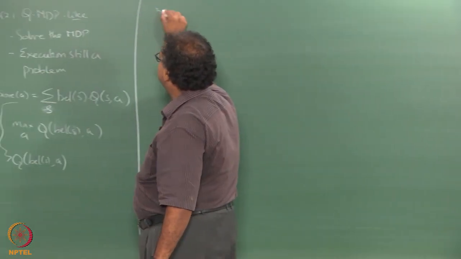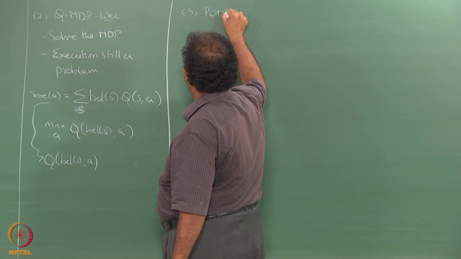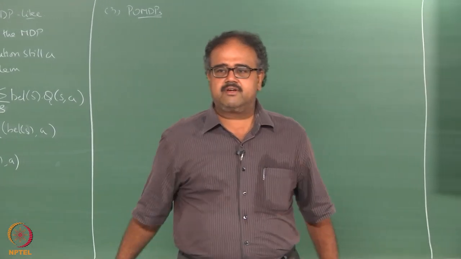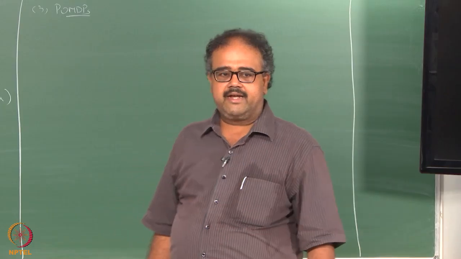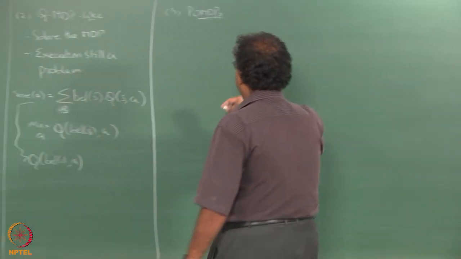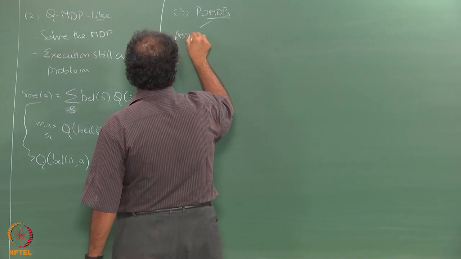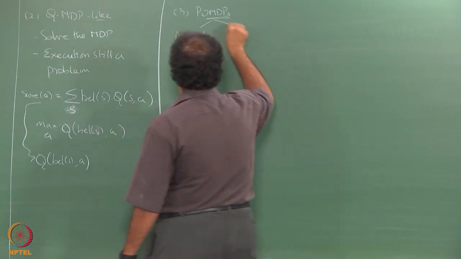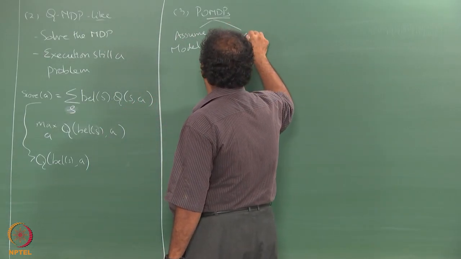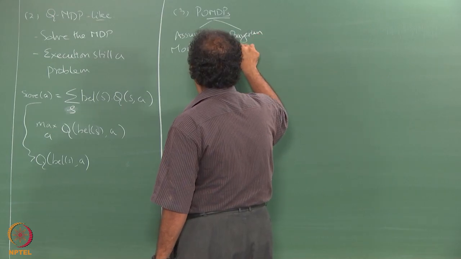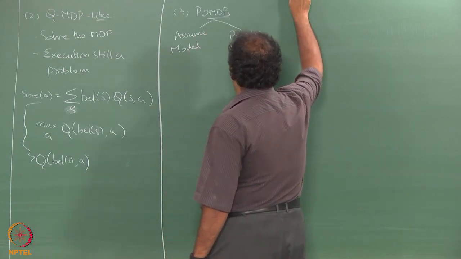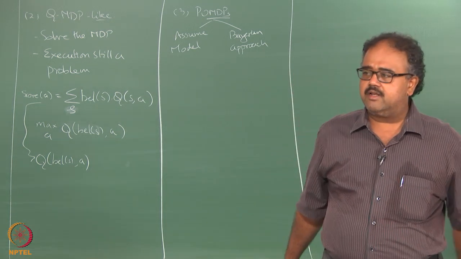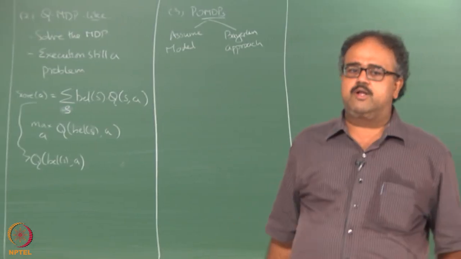So the third class of methods are directly solving POMDPs. It requires setting up a lot of machinery, so we'll come to that later. But there are two classes of algorithms here. One assumes the model is known; the other is like a Bayesian approach, where you don't assume the model, but you assume some kind of distribution over all possible models.